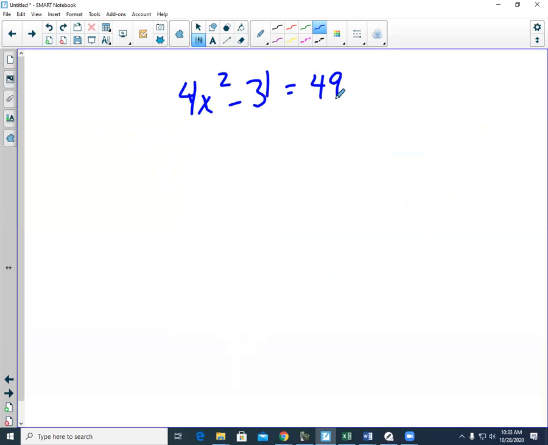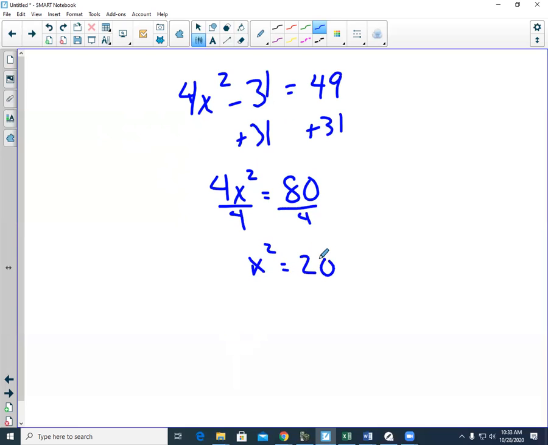So the first thing I would do is add 31. So then I would end up with 4x squared equals 80. Divide by 4, divide by 4, and now I get x squared equals 20. Right? So now I would square root this, and I would get x equals plus or minus the square root of 20.